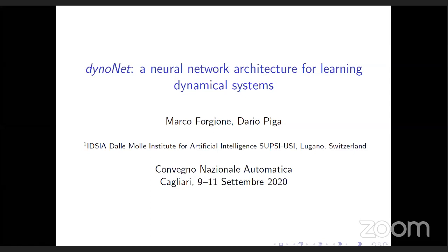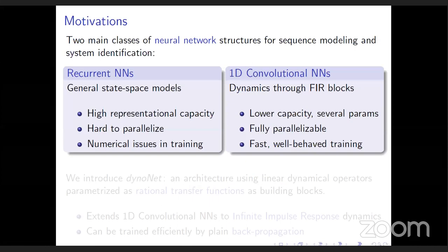Today I'm going to talk about a new neural network architecture that we have been developing at ITSIA together with Dario Piga, who's also at ITSIA. We call it dynoNet, and it's a neural network architecture tailored for learning dynamical systems. So the common architectures for learning dynamical models for system identification, as we would say in the control field, are the following: recurrent neural networks and 1D convolutional neural networks.